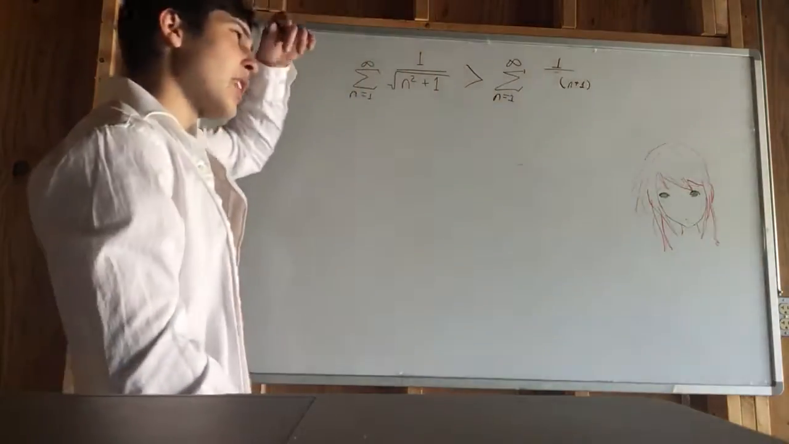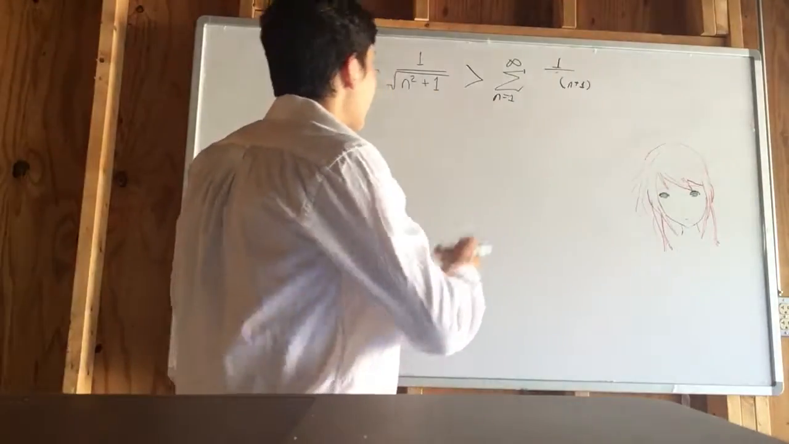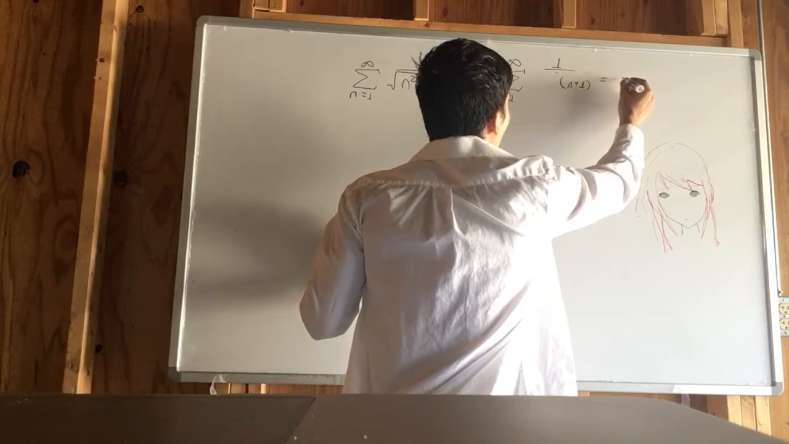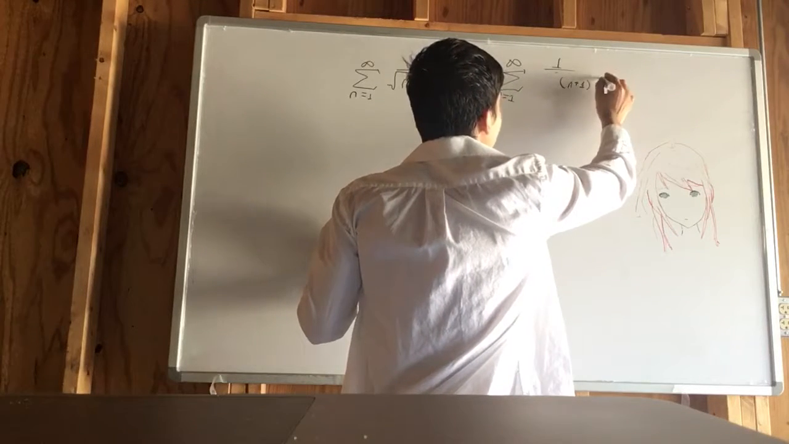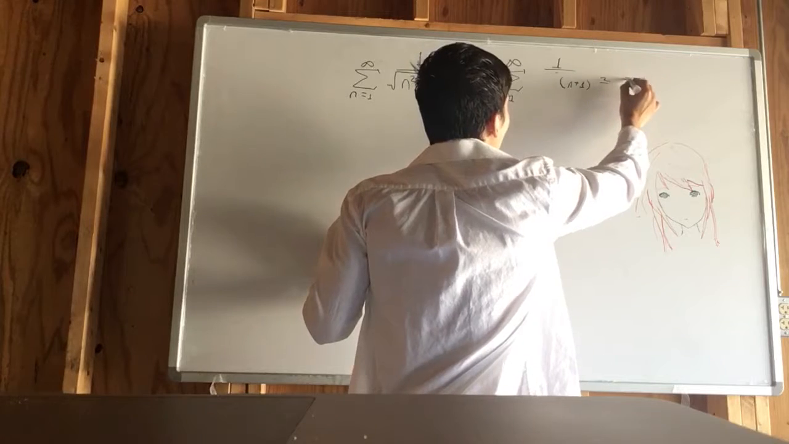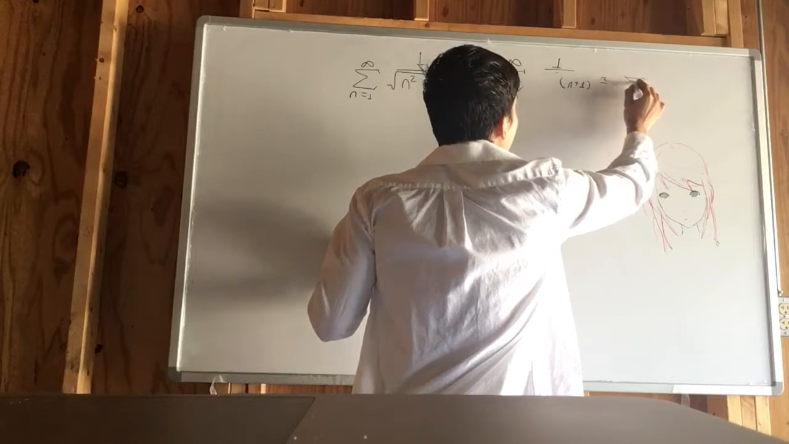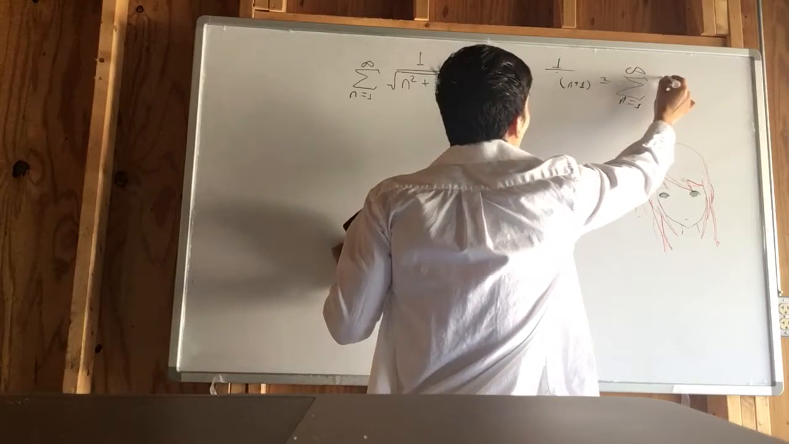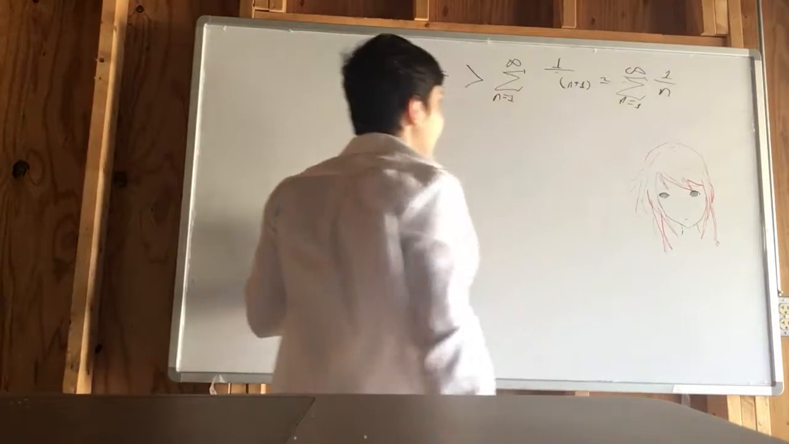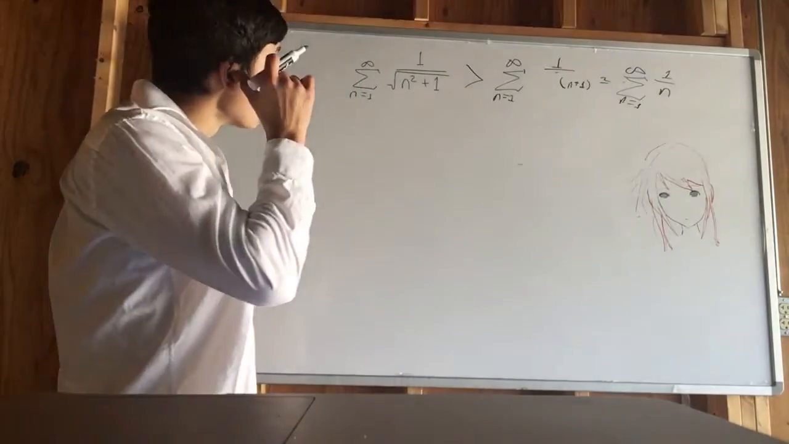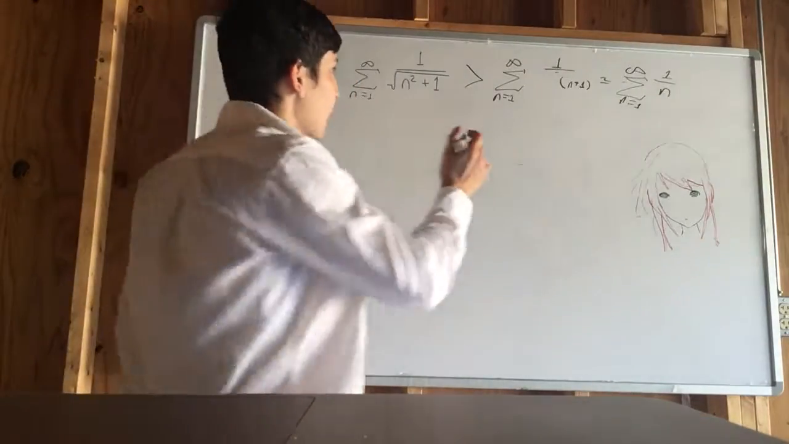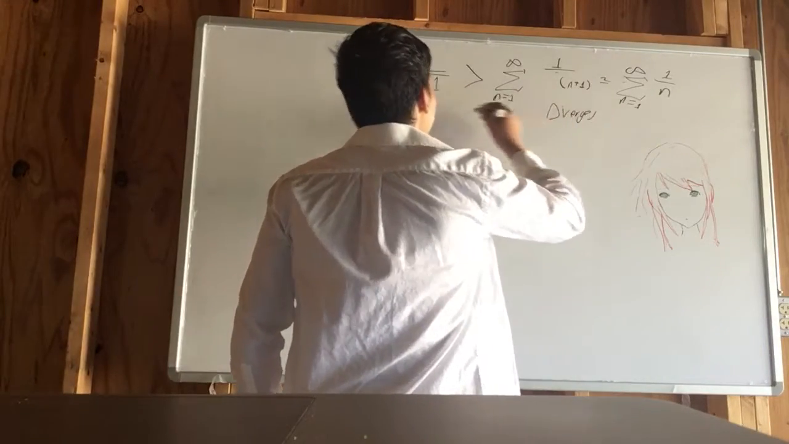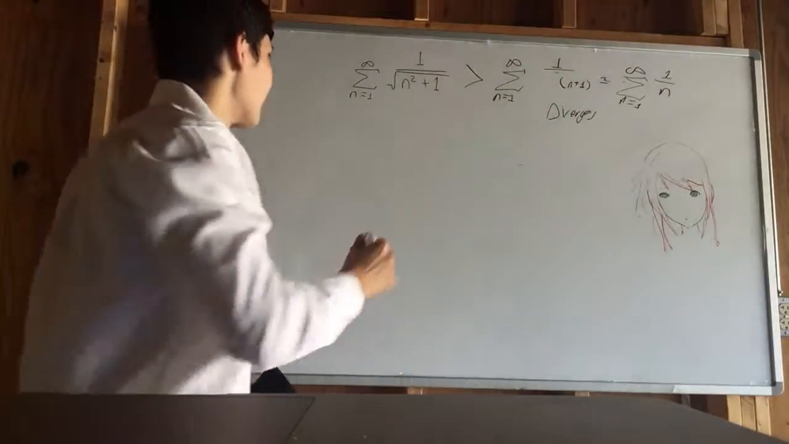And with 1 over n plus 1, now this is very similar to 1 over n. This is approximately the sum from n equals 1 to infinity of 1 over n, and we know that diverges. This is greater than something which diverges. Since this diverges, and this is greater than that, this must also diverge.